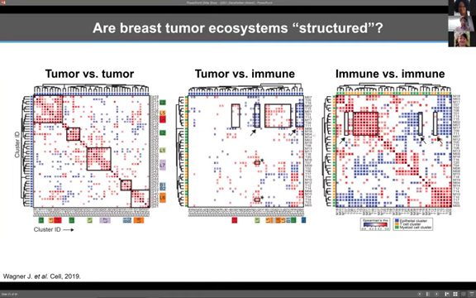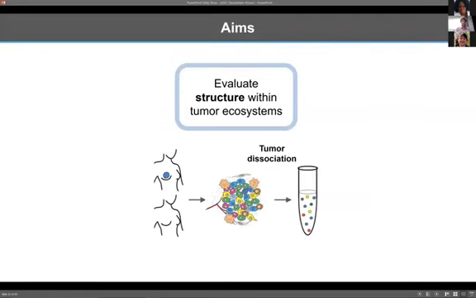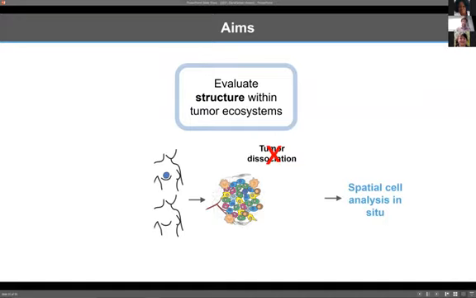And ultimately, this showed us that these tumor ecosystems are heterogeneous. So now I've shown you how we can use single-cell proteomic experiments to determine the composition of tumor ecosystems. But ultimately, we want to evaluate the structure of the tumor ecosystem. We want to know whether these statistical relationships are actually spatial relationships, whether there could be a mechanism underlying these observations. And therefore, what we really need is spatial cell analysis in situ.